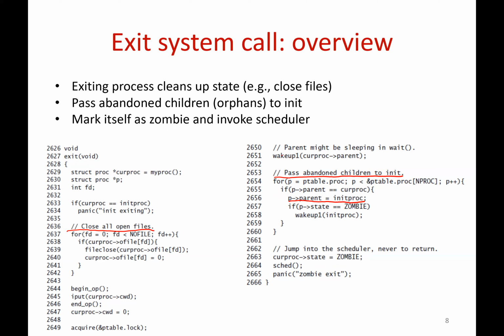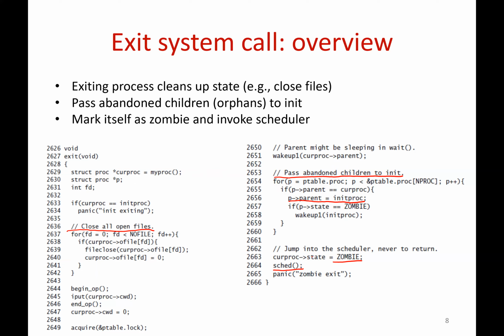And if its parent is sleeping, it will wake it up so that the wait system call in the parent can return. And the exited process will set its state to be zombie and it will invoke the scheduler. It will say, I don't want to run anymore. I am a zombie. I've cleaned up some state. Please take me out of the CPU. I don't want to run anymore, right?